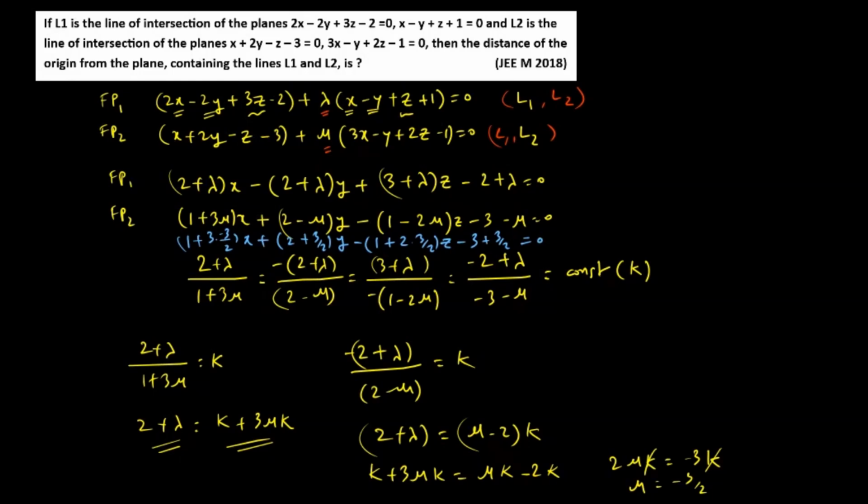After simplifying, it would be 1 minus 9 by 2, that would be minus 7 by 2 x plus 7 by 2 y minus 4 z minus 3 by 2 equal to 0. We can get rid of the 2, so minus 7x plus 7y minus 8z minus 3 equal to 0. So that is the equation of the plane that contains both L1 and L2.